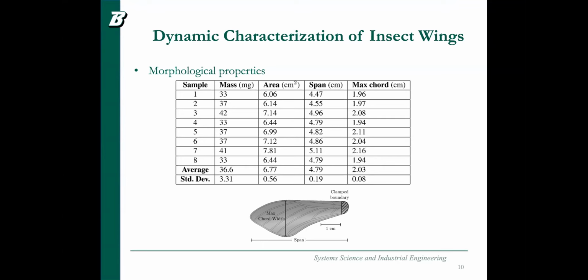And in the span, as you can see in the bottom image, the span is a few times more than the chord width. Also notice on the right hand side of the image, there's a clamping boundary area. We're going to show that a little bit later on.